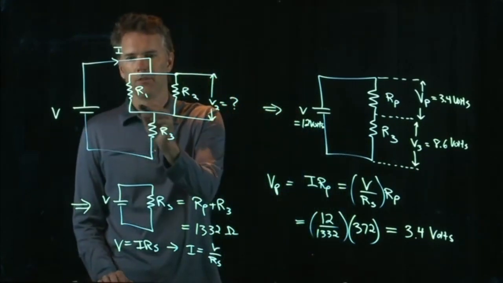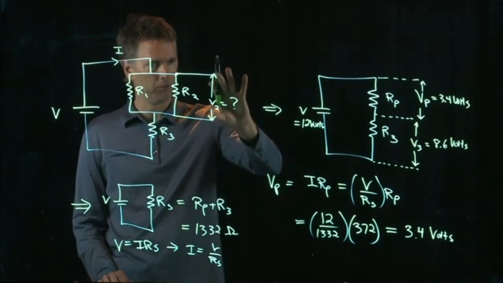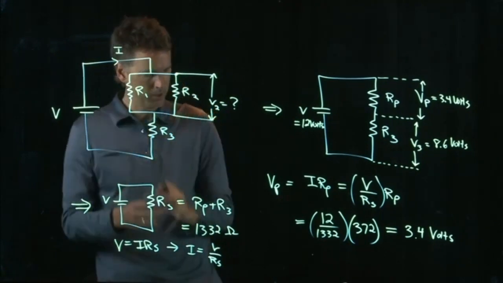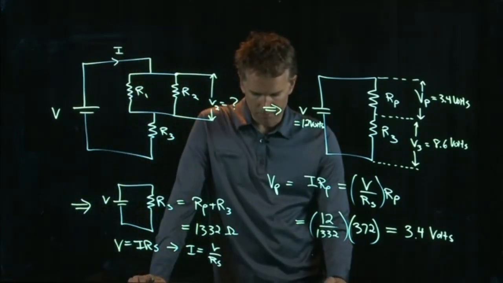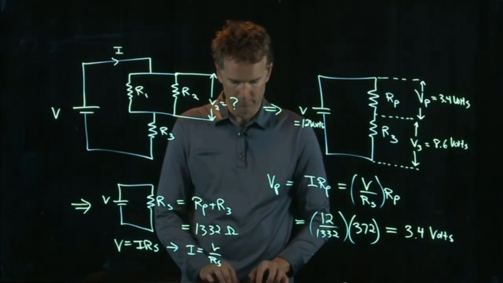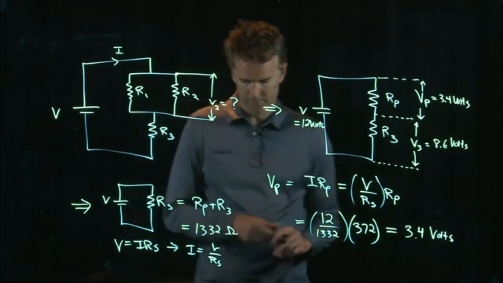That's this resistor right here. We've already done that. That has to be the exact same as this voltage right here, because those are metal wires going all the way across. So the last part is also going to be 3.4 volts. Perfect.